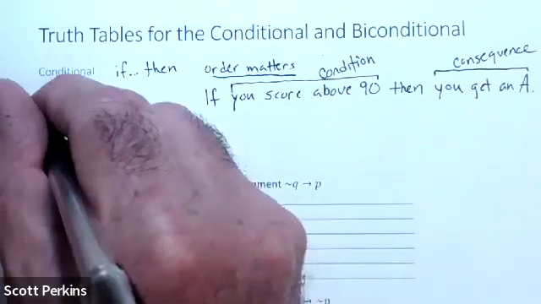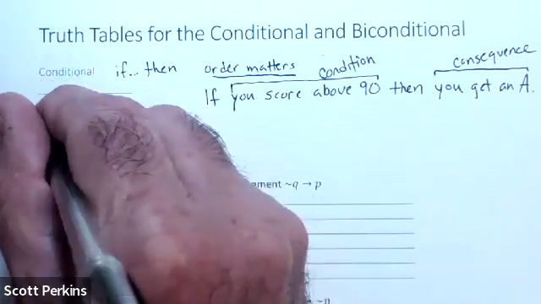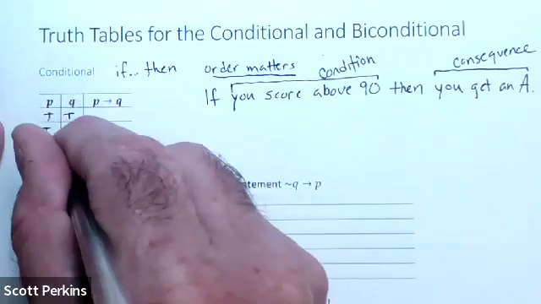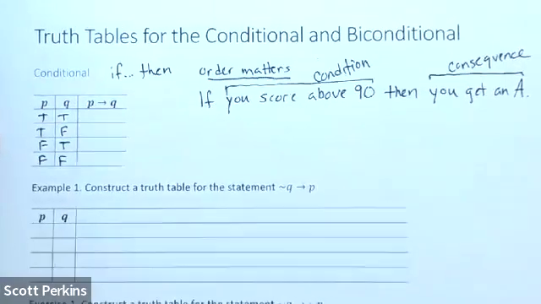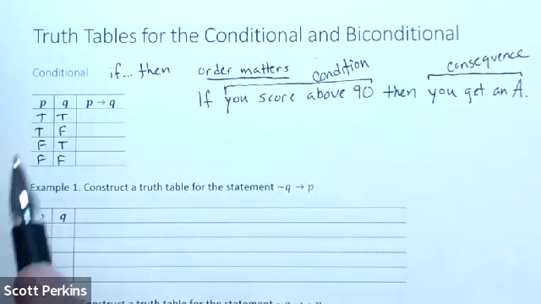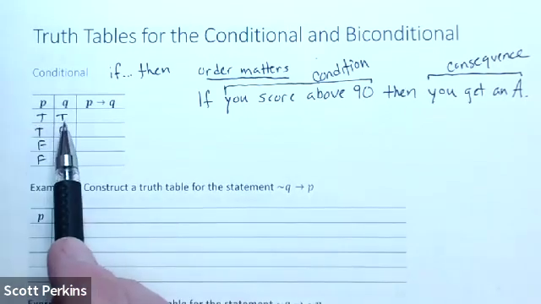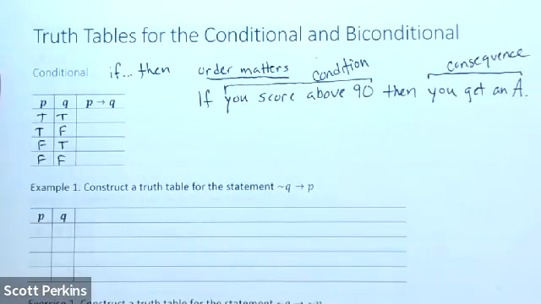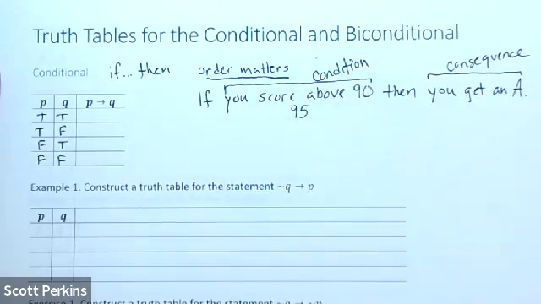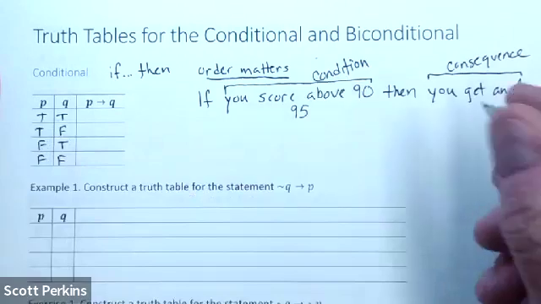Okay, so here we go. I'm gonna just fill in my truth table in the normal way that we've learned to do from our other connectives. Now I want to go through and I want to determine the truth value of each of these things. So the first one, I've got the statement P is true and the statement Q is true. So what that means is if the statement P is true, let's say I got a 95, that's a score above 90, that's true. And then since Q is true, you got the A.